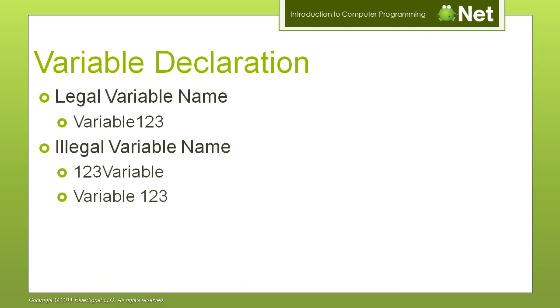That's true. Yes. So here's an example of a legal variable name: variable123. And below we have two illegal names, which are 123variable and variable space 123. Now this is pretty consistent across almost every language. You can't start with numbers. Yep. So even though this is not specific to a language, it's generally good to not start a variable with numbers.